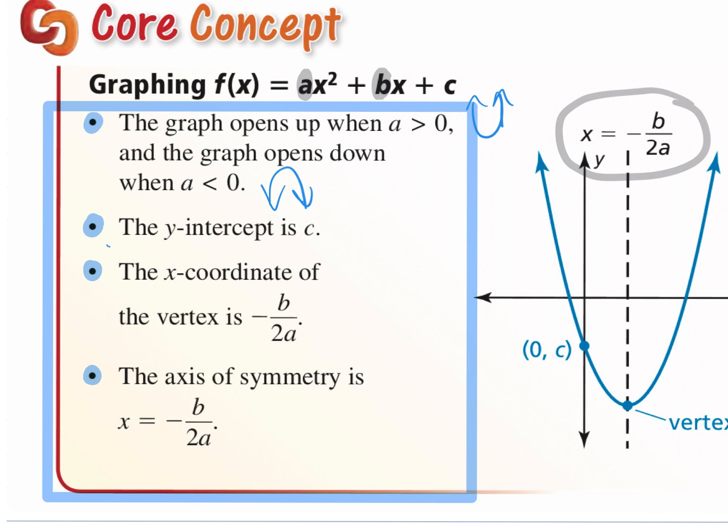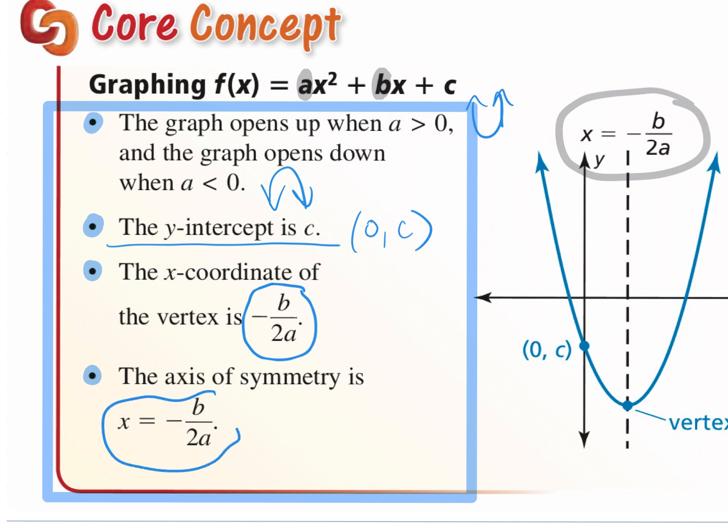Now our y-intercept is our c value. Whatever that value at the end of your quadratic is, you're going to put (0, c) as a point on your graph. That is going to be your y-intercept. The x-coordinate of your vertex, aka your axis of symmetry, is this golden ratio, negative b over 2a. I want you to circle both of them in there. It's super, super important. That's probably the most important thing of all of today's lesson, negative b over 2a.